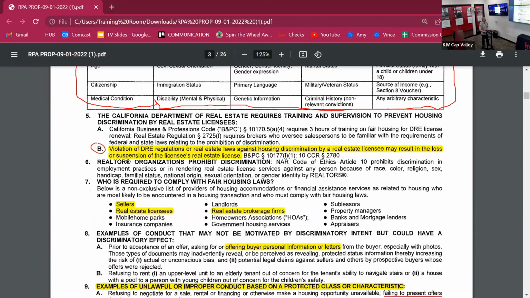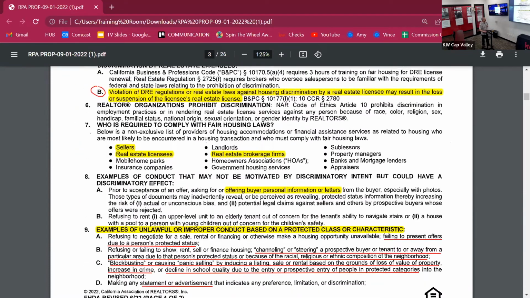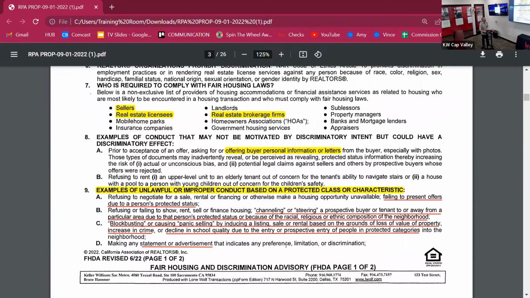The biggest examples of discrimination typically fall within something called steering or blockbusting. And I'm going to give you a few quick examples so you understand what they are and how to avoid them. So steering is the idea of, and it usually happens when working with a buyer.